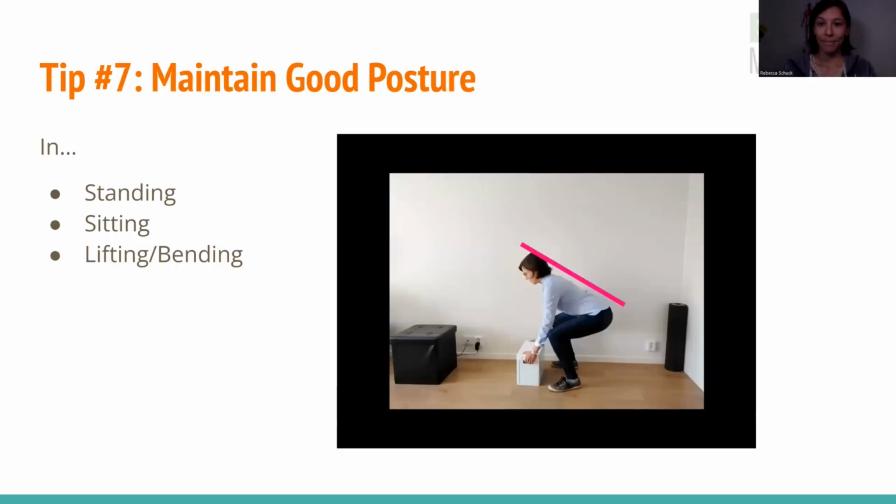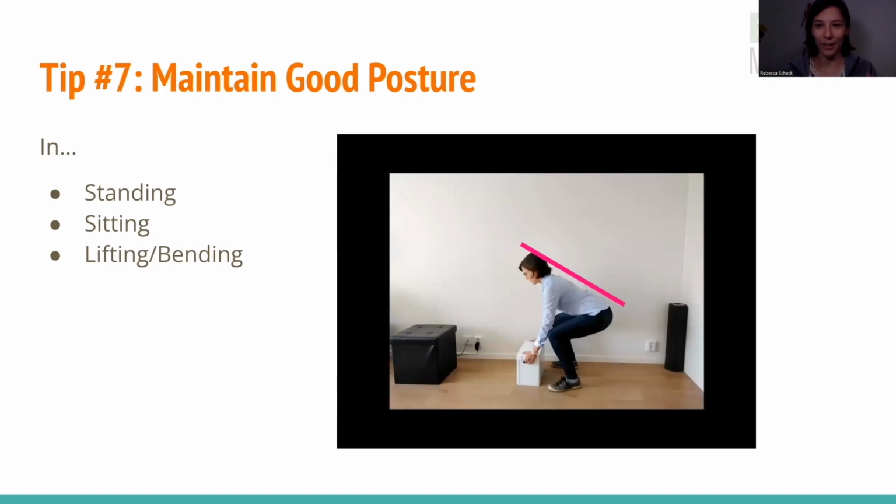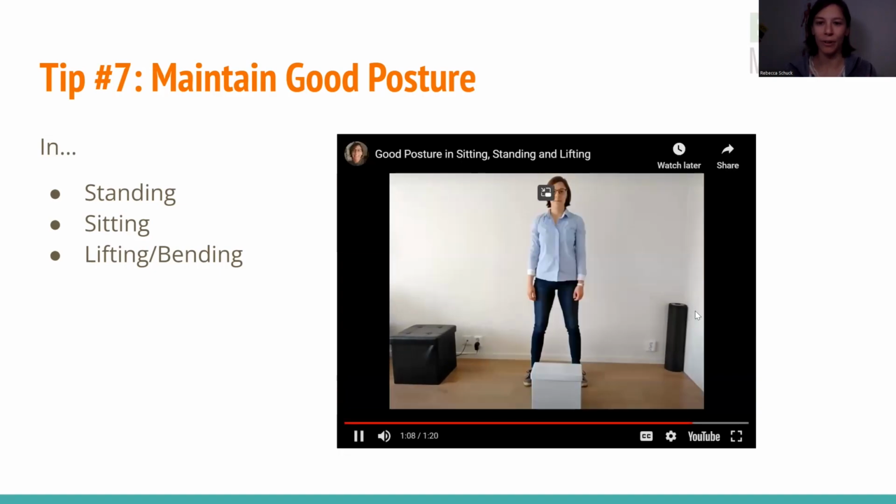Hips going back is most important versus your knees bending. Your knees will bend as your hips are moving back. This is just an example of how you maintain that plumb line posture. And you can go to my YouTube channel if you want to look a little bit more on your own for the commentary there.